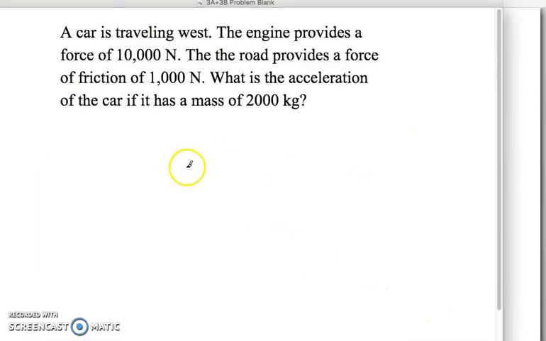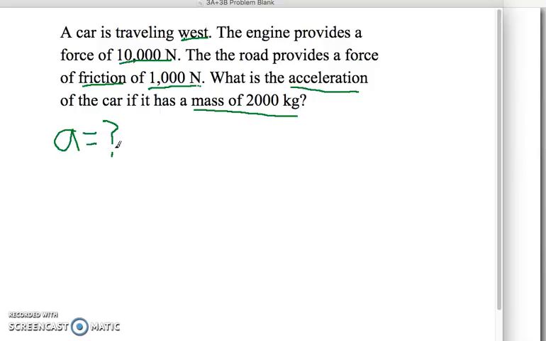There we go. So this would be an example of a problem you get. I want to show you what that would look like done out, and it's really going to tie all that stuff together. So what do we have here? We have a car traveling west. There's an engine providing a force of 10,000 newtons. So that 10,000 newtons must be west if we're traveling west. And the road's providing a force of friction. So we have friction in there too. Force from a surface, and it's 1,000 newtons. So it's asking what is the acceleration of the car if we know its mass. Again, ultimately our unknown is acceleration.